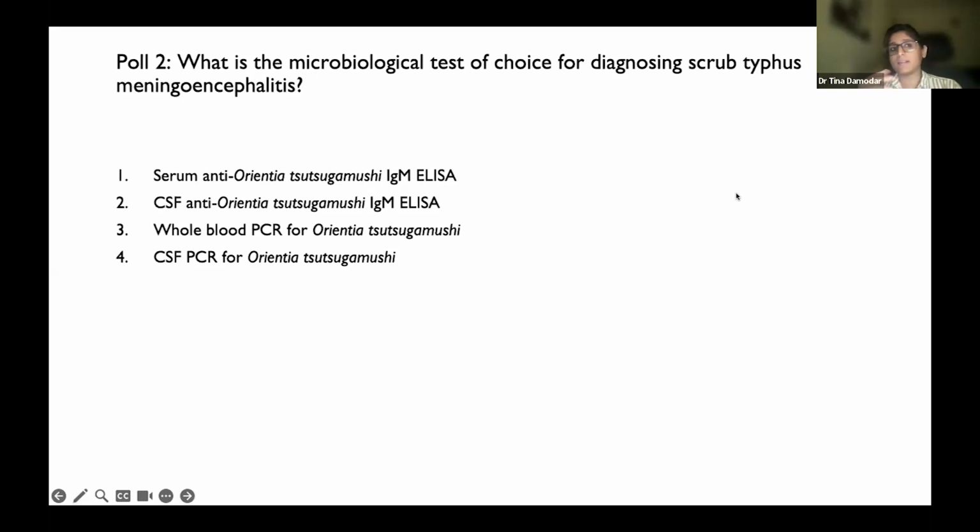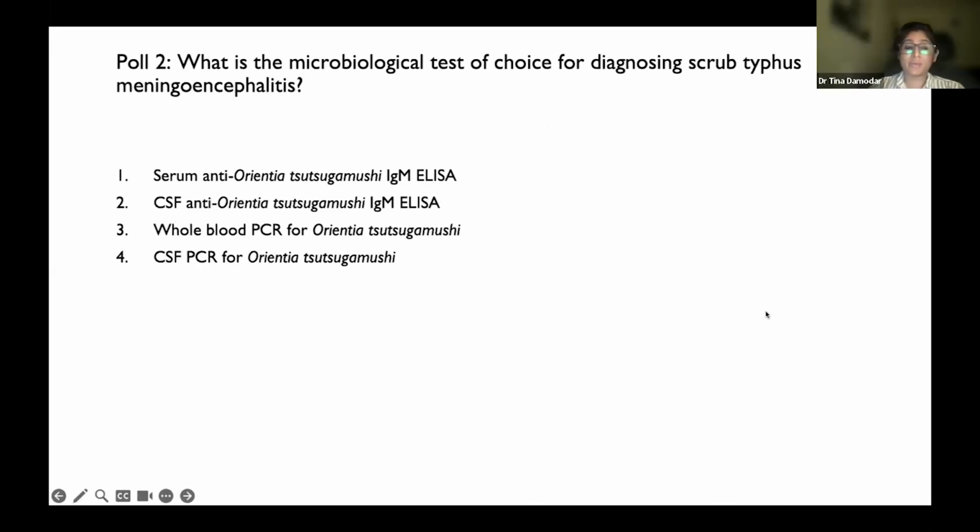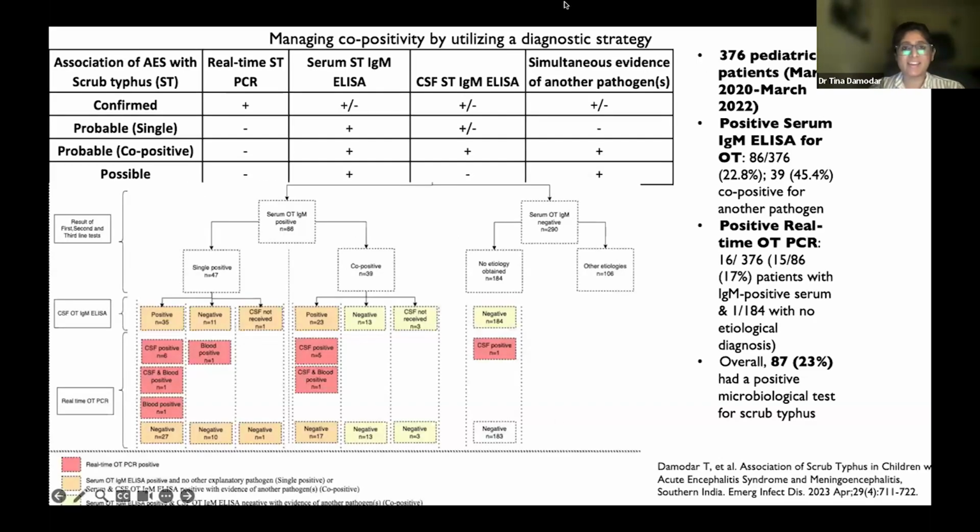So before we go ahead, second question: what is the microbiological diagnosis of choice for diagnosing scrub meningoencephalitis? Well, that's a tricky one. There's no correct answer for this. Let's see. Let's go ahead. Many people say CSF IgM ELISA and serum IgM ELISA. We'll talk about it.